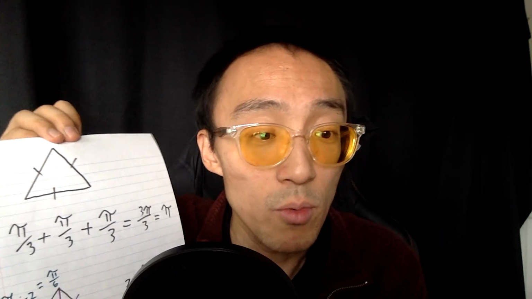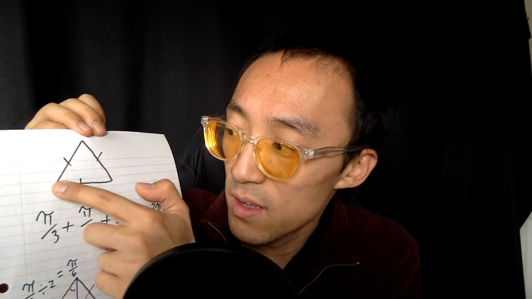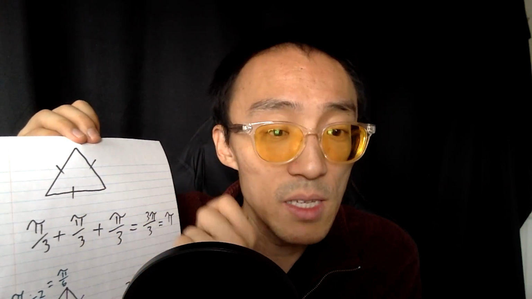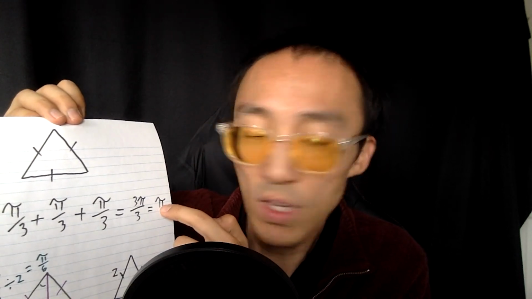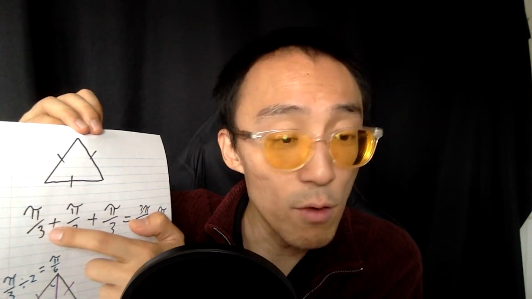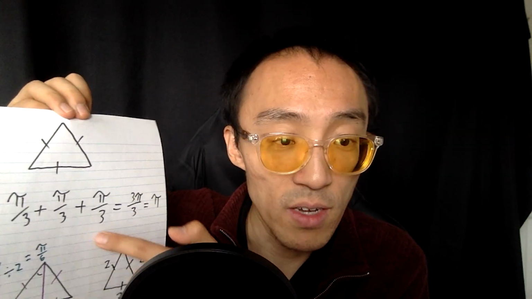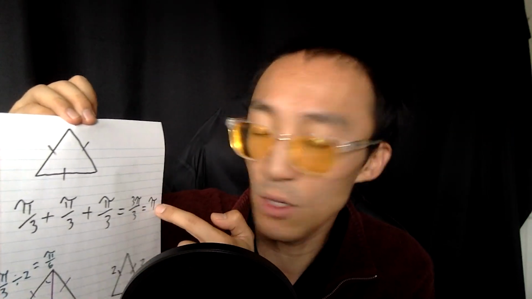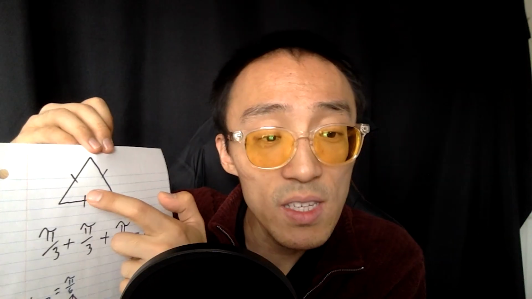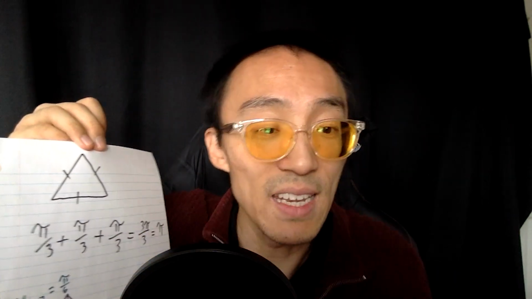Now that we know this property of a triangle, since the 3 angles are equal, and we know the sum of them is pi radians, we can derive what each angle is: pi over 3. So I wrote it another way. If you add the 3 angles up, it equals pi, but this divided by 3 equals pi over 3. So this is each individual angle inside an equilateral triangle.